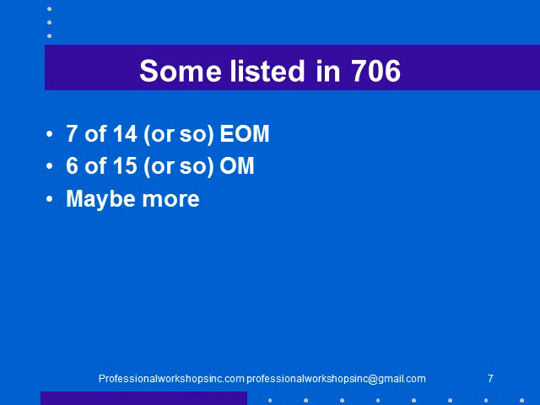Now, Section 706 lists some of the places where professional standards require either emphasis of matter or other matter paragraphs. There are 7 and 6 respectively, though if you study carefully you will find at least 14 and 15 respectively of these required in professional standards, and maybe there are more. I gave up looking after a while.